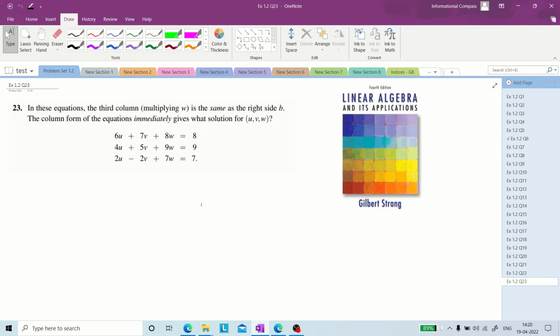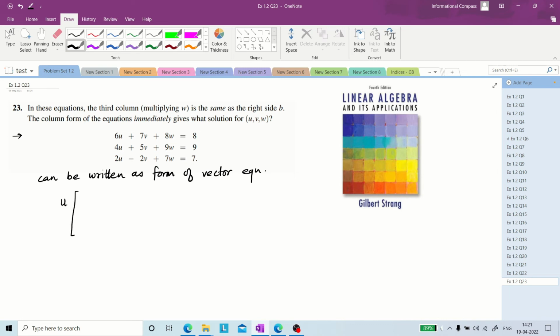Yeah? Okay. So, in these equations, the third column multiplying W is the same as the right side B. The column formed of the equations immediately gives what solution for u, v, w, and this is the system given to us. So we can write the system as, I'll just start the solution from here. These are the equations. So these can be written in the form of a vector equation.